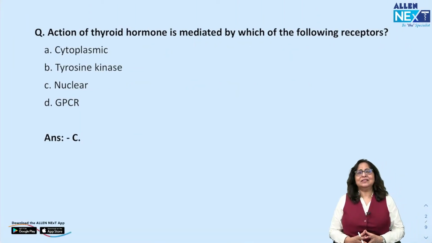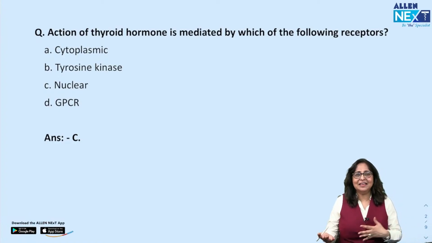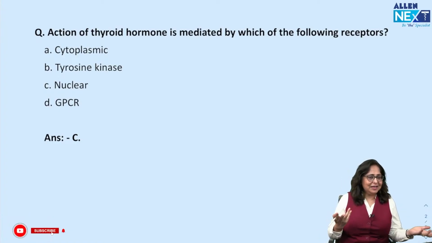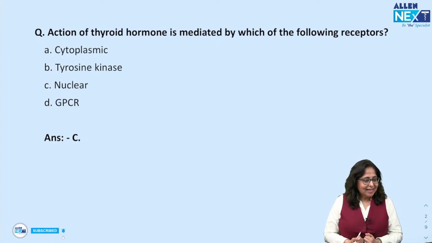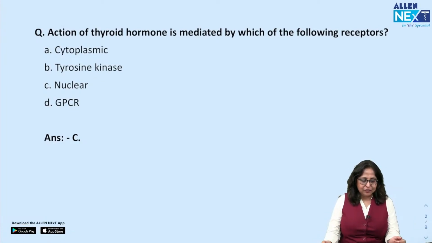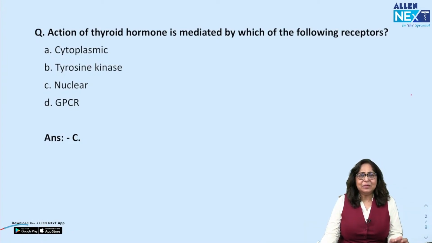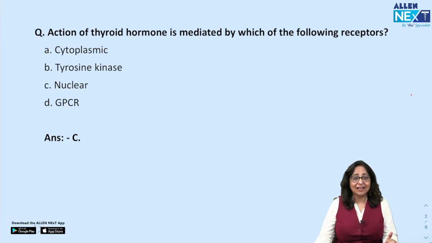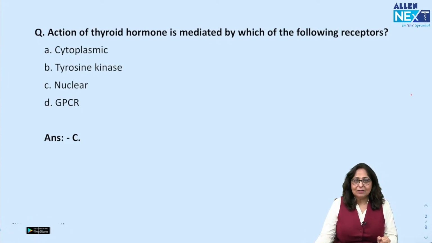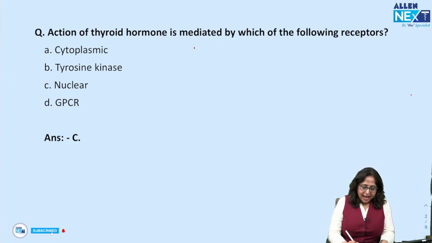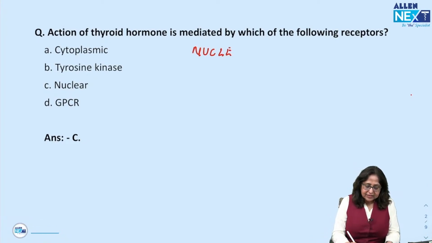Now, this is a relatively simple question. So many times we have been talking about it in the PYQs, in the lectures, and that is: action of thyroid hormone is mediated by which receptors? Now, firstly, remember, thyroid is one of the lipid-soluble hormones. Lipid-soluble hormones are the steroids and thyroid. And lipid-soluble hormones have either cytoplasmic or nuclear receptors. And which are the ones which have got nuclear receptors?